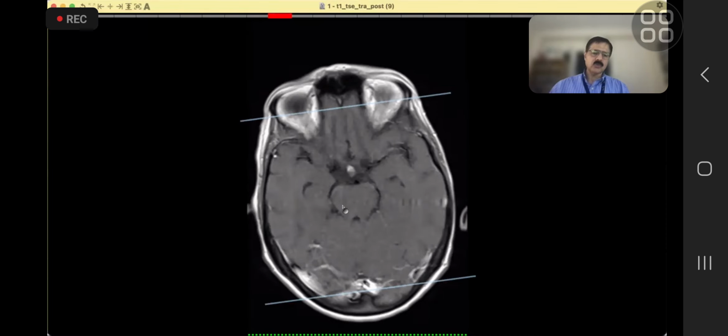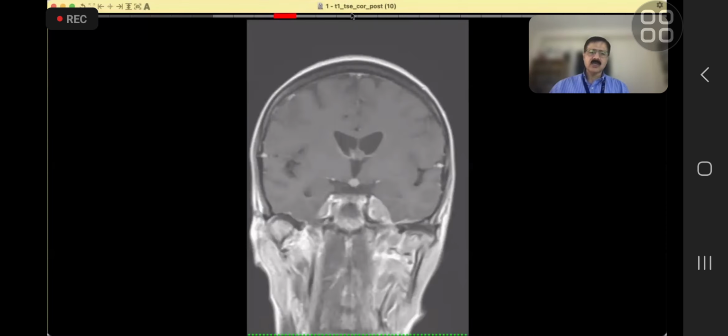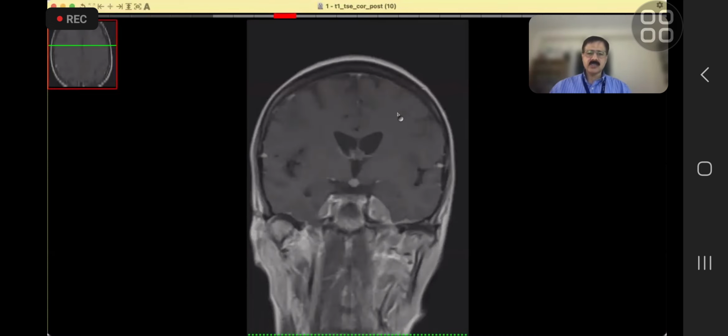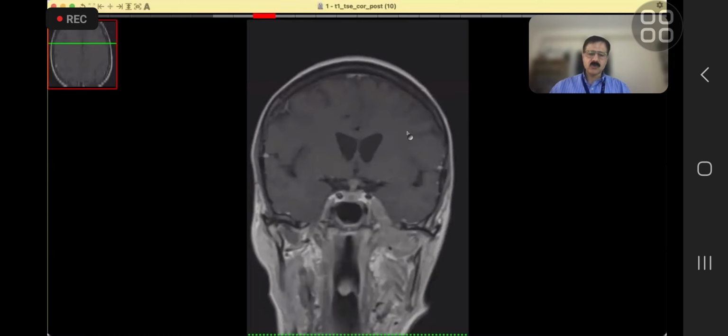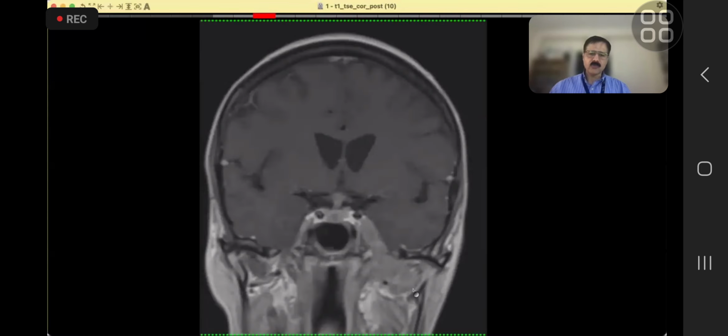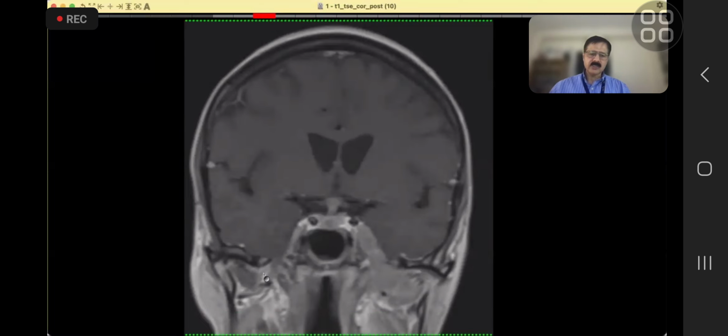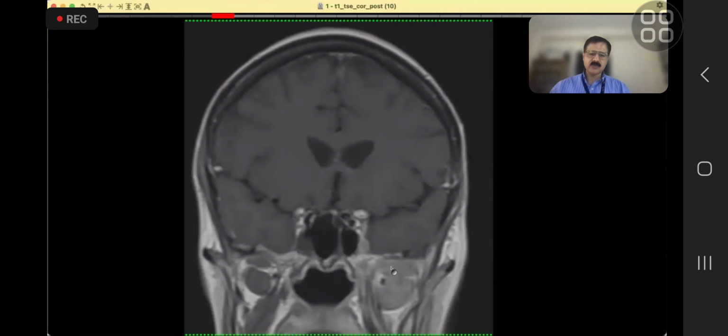I had not shown you a sagittal, but now this, if you look carefully, look at this. Look at this is the muscles of mastication, and look at these muscles of mastication.